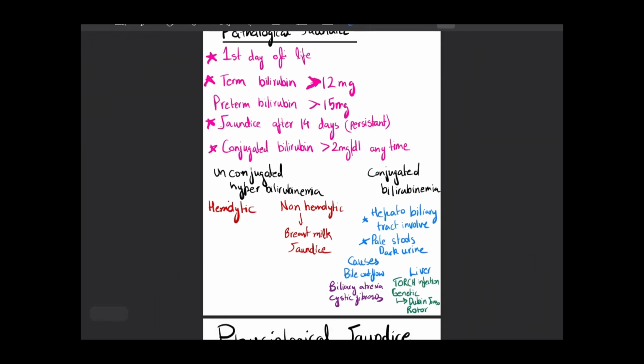Unconjugated hyperbilirubinemia is due to hemolytic or non-hemolytic causes. Hemolytic are discussed in the next section. Non-hemolytic, either breast milk jaundice or other types of jaundice, are discussed next. Conjugated hyperbilirubinemia is due to hepatobiliary tract involvement, and there are pale stools and dark urine. This is also discussed in the biochemistry video, why there are pale stools and dark urine. Causes of bile outflow obstruction are biliary atresia and cystic fibrosis due to bile duct involvement. This is very important, biliary atresia. And due to liver parenchyma involvement are TORCH infections, and genetic causes include Dubin-Johnson and Rotor syndrome.